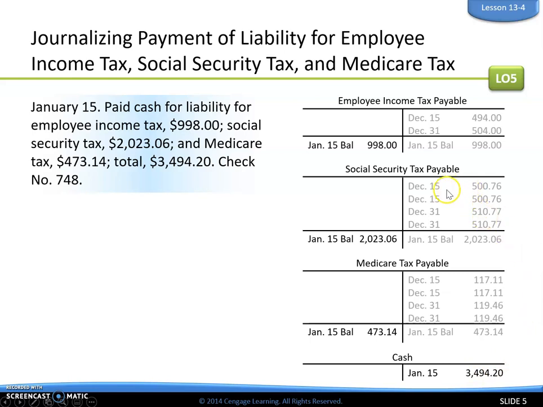Another thing that we're going to see, notice how Social Security has 2 for December 15th, 2 for December 31st. Same thing with Medicare. That's because this is the employee's Social Security that we withheld, and this is the employer's Social Security we withheld. Same thing here. Employee, employer, employee, employer. When we look at our employee income tax payable, that we just withheld from the employee, that's why we only have 1 for the 15th and 1 for the 31st.